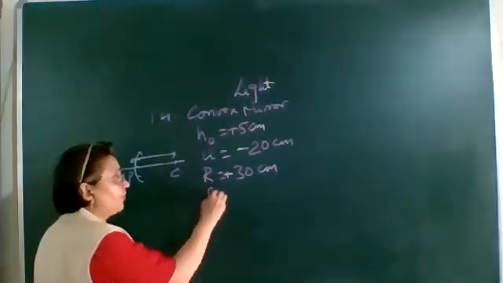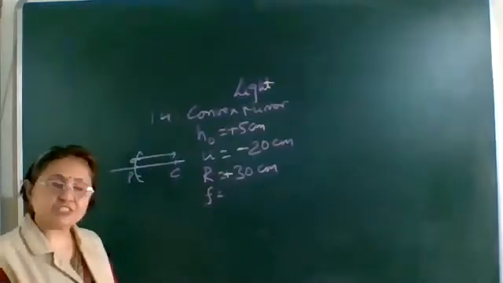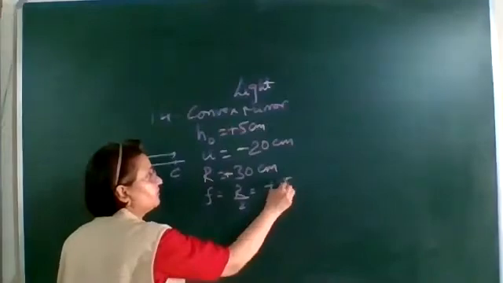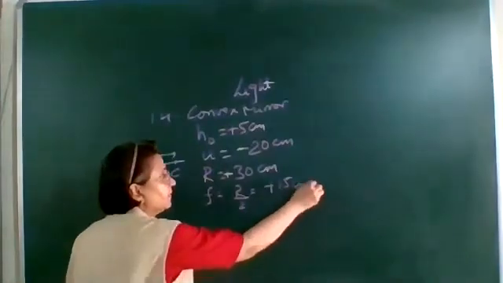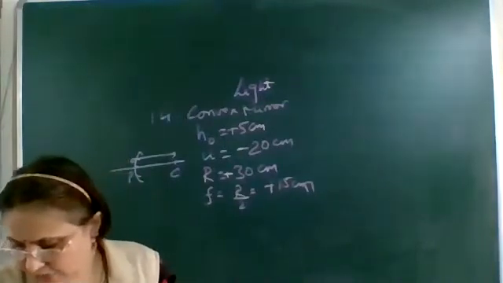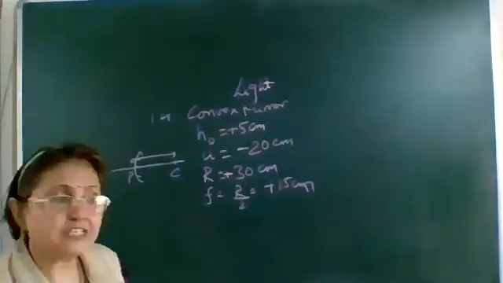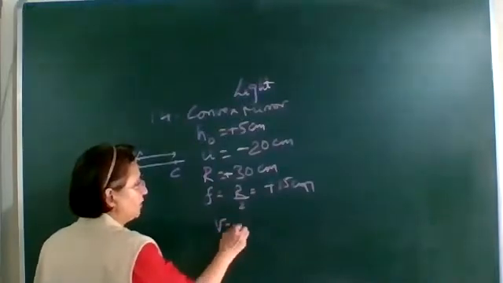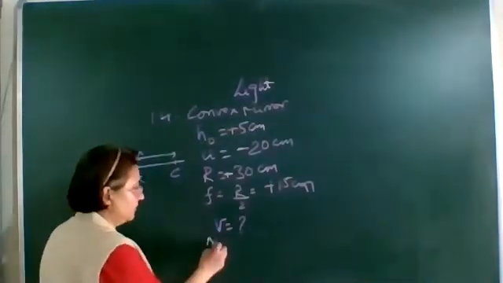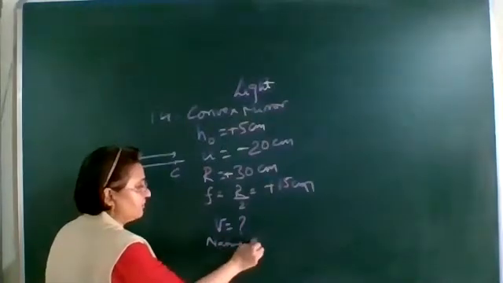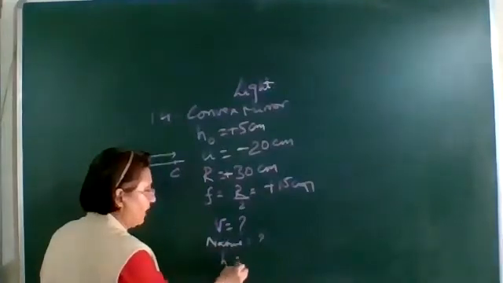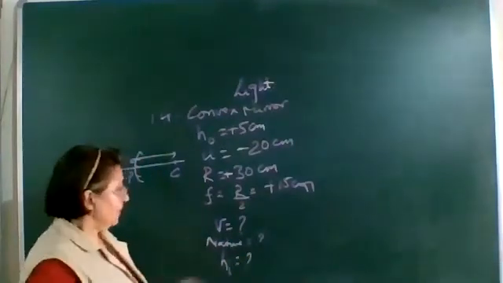And we know that the focal length is half of radius of curvature, so it is plus 15 centimeters. So these are the quantities given. Now you have to find out the position of the image, nature and its size. Position of the image means you have to find out v distance, nature and size of the image. Size means the height of the image. So here you have to find out the height of the image.